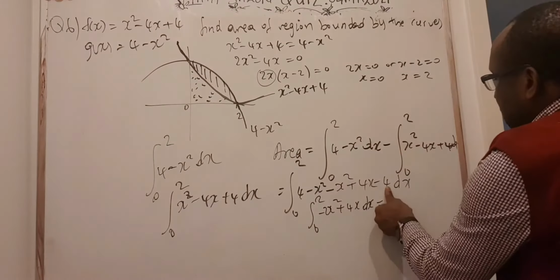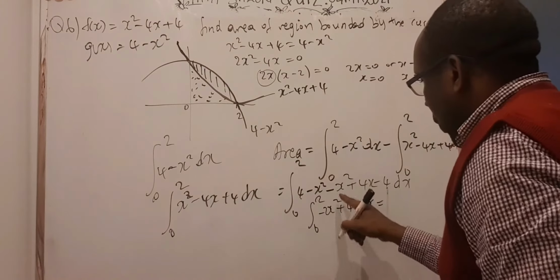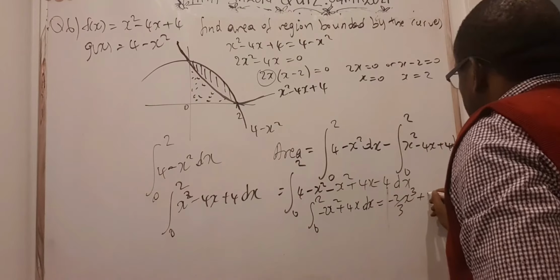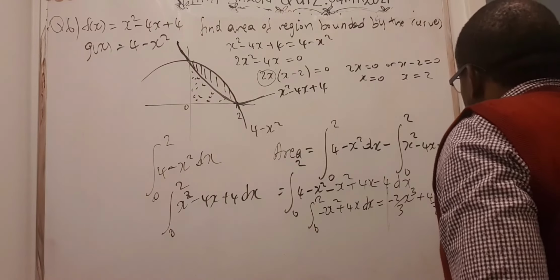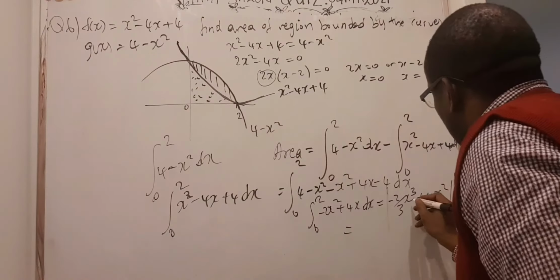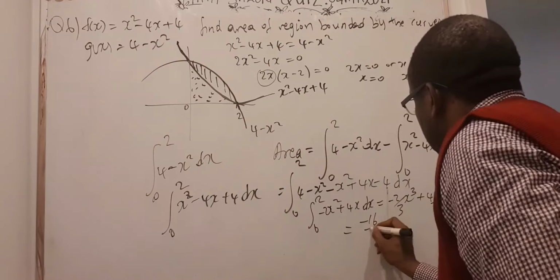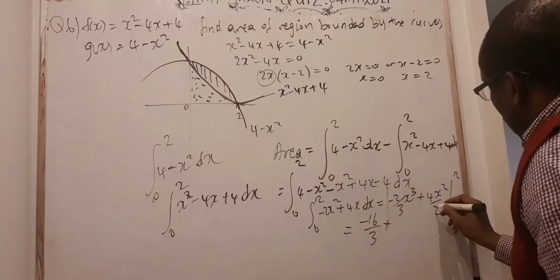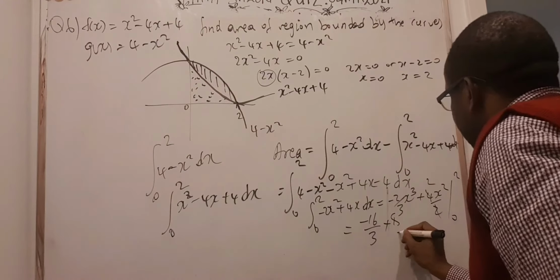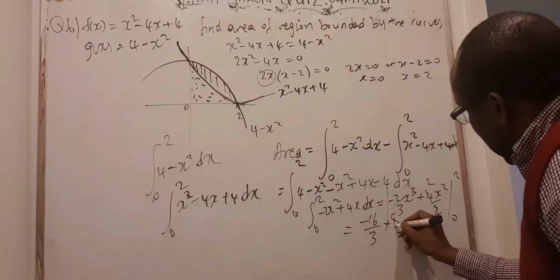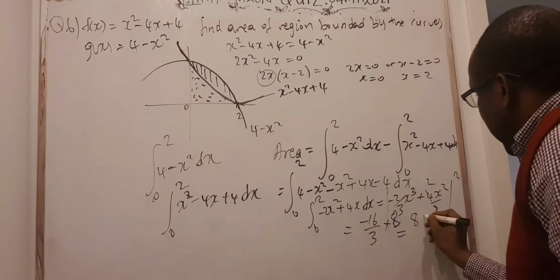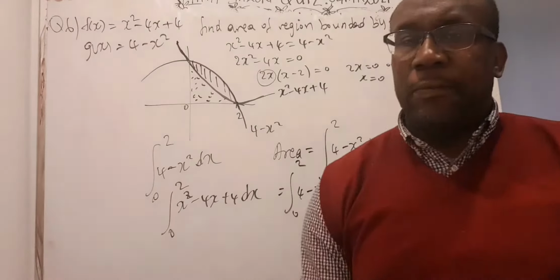If I integrate that, we increase the power: minus 2/3 x cubed plus 4x squared on 2, from 0 to 2. The 0 falls away. So I have only 2 to substitute in. 2 to the power 3 is 8. 8 times that is minus 16 on 3, plus 2 times 2 squared, which is 4 times 2 is 8. If I put that together, I'll try to make them have the same denominator. They become 24 on 3, and that gives me 8 on 3. So the answer was 8 on 3.